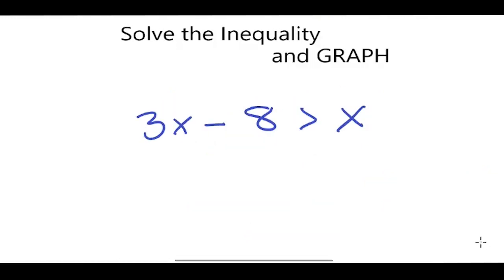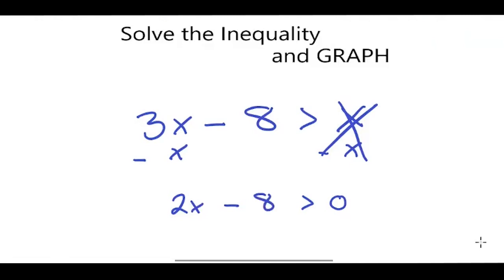So let's say we have 3x minus 8 is greater than x. Well, what I'm going to want to do first is I want to get all the x's together. So I will subtract x on both sides. And so that'll leave me 0 on the right side. So I have 3x minus x, that's 2x, minus 8 is greater than 0.